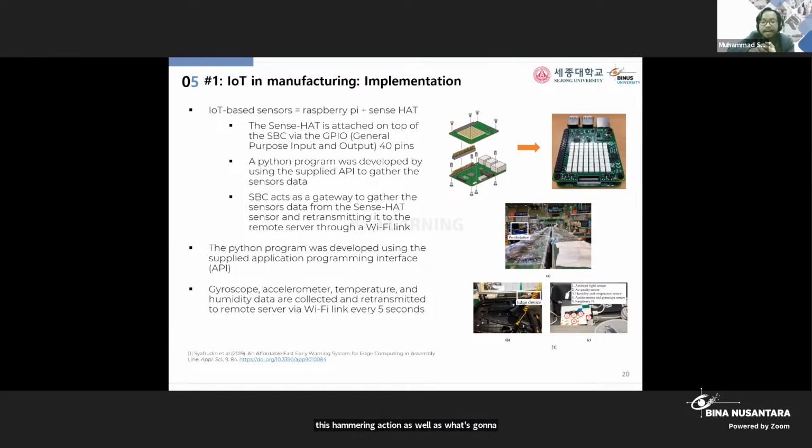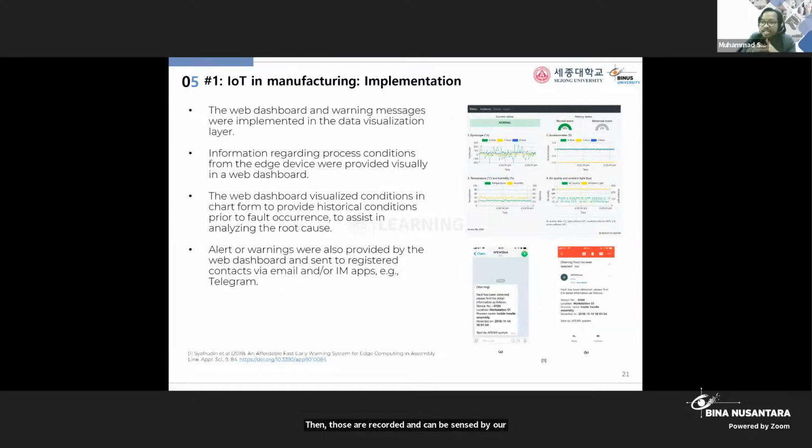tightening up the screw, can be detected by the accelerometer sensor as well as the gyroscope sensor. Because when we do it very hard, or not as stated in the SOP, those are recorded and can be sensed by our AI model. And eventually, our factory manager can receive such abnormal situations.